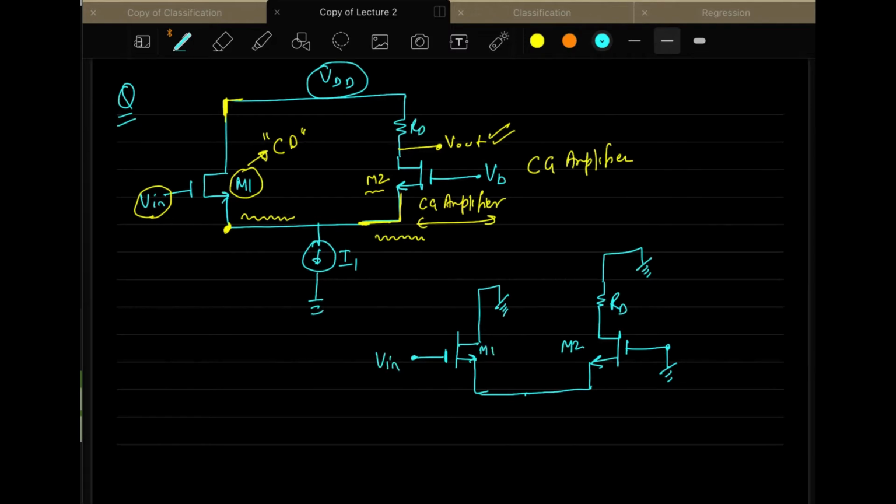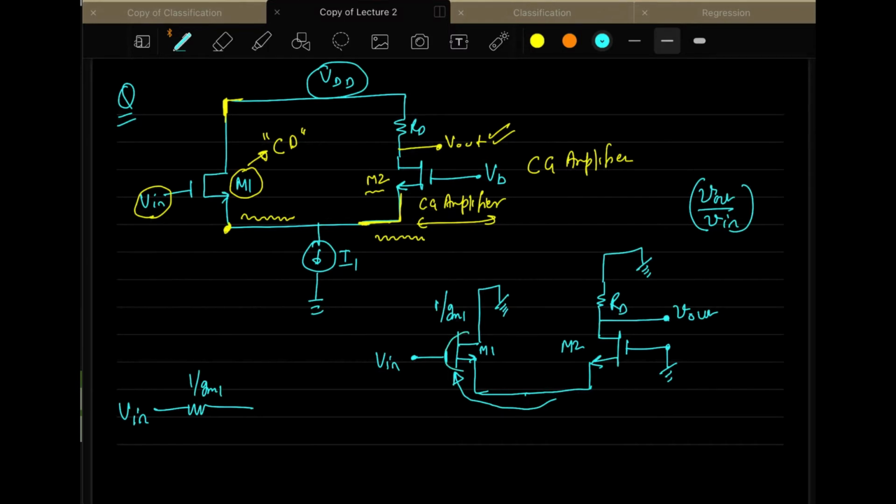Then you have M1 here. Now the important thing is how to calculate the voltage gain Vout over Vin. That is the important consideration that we want to see. If you see from this side, again the same story comes up. If you see from the source of M1, the resistance given by M1 is 1 over gm1. So you can create a circuit which has Vin over here, then you have 1 over gm1 coming because of this MOSFET M1.